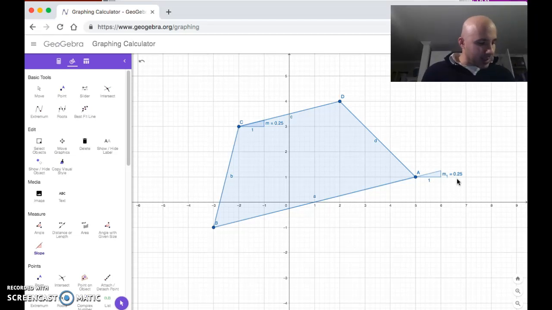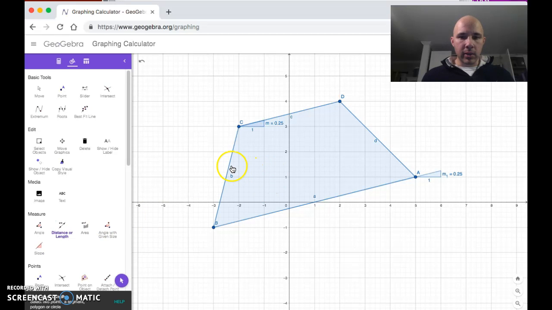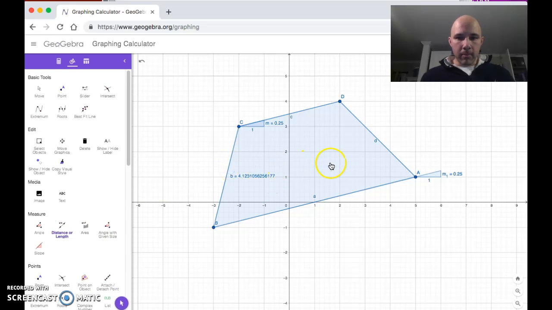After I figure out the sides, I want to go ahead. The second thing I want to do is find out the distance between CB and CD. So I'm going to go to my measure, go to my length. I'm just going to touch on this. 4.123. If this is 4.13, then I know that it is going to be an isosceles.